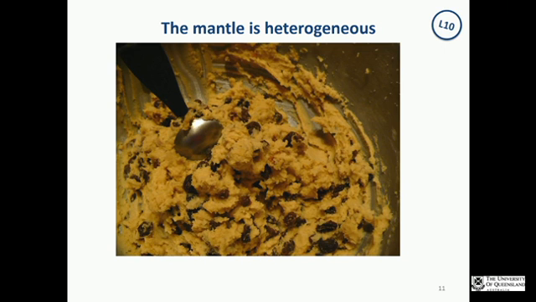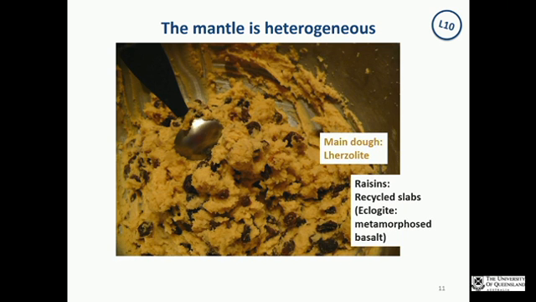Because this is how the mantle looks. We have that the mantle is heterogeneous. The main dough of this cookie dough is lherzolite. But we also, remember, have raisins, which are the recycled slabs, yeah? When we have subduction and we eventually subduct our slab into the mantle and that subducted slab gets recycled, we are adding basalt. So a subducted slab is nothing else but metamorphosed basalt, eclogite. We are adding that component to the mantle, making it more and more heterogeneous throughout geological time.